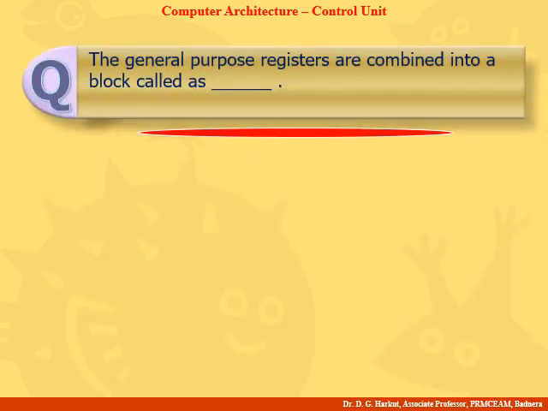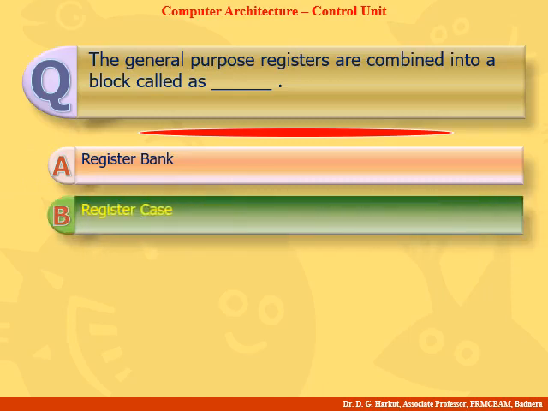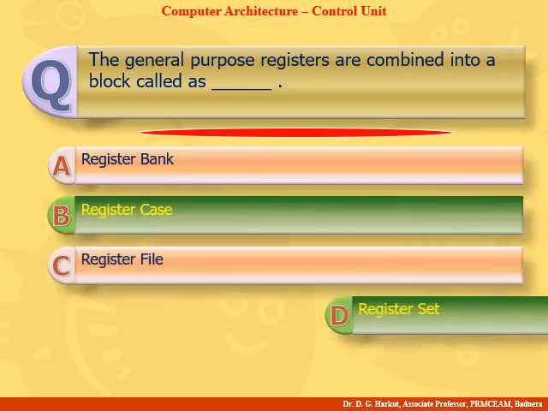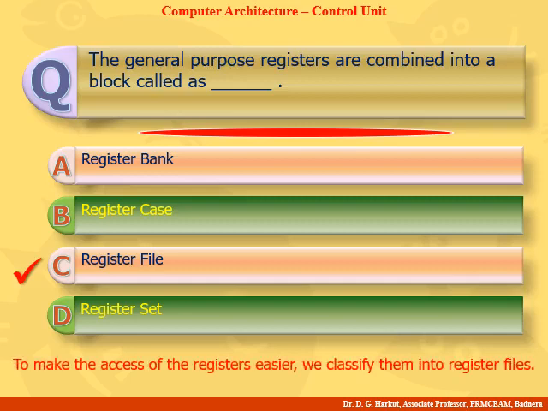Next question. The general purpose registers are combined into a block called as: register bank, register case, register file, register set. The right answer is register file. To make access to the registers easier, we classify them into a register file.